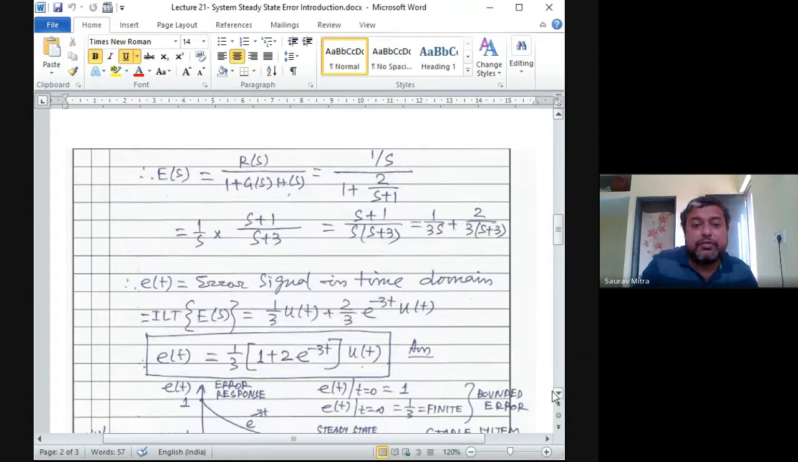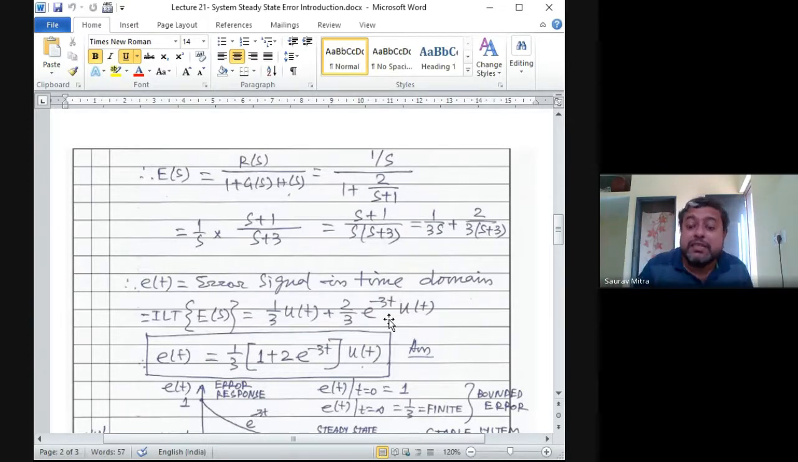Okay, and you are finding at t is equal to infinity, how much is the error? Can you tell me? In this equation of e(t), substitute t is equal to infinity. So this 1 by 3 u(t) will be 1 by 3. What will be 2 by 3 e raised to minus 3t? This will be 0. Error is 1 by 3. So that 1 by 3 remains. Initially also it is there and finally also it is there.